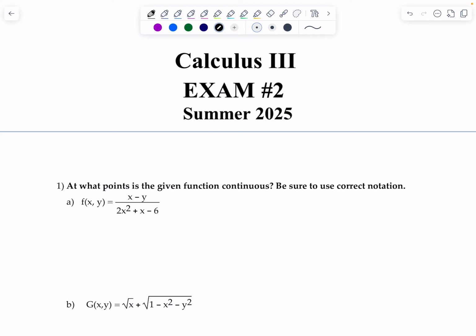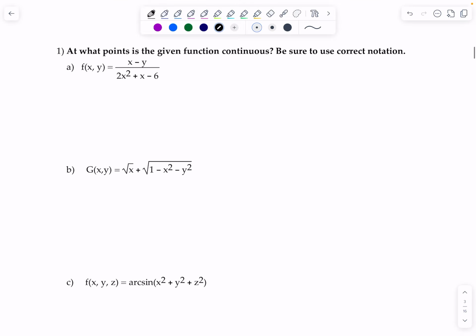If I were you, I would definitely check out all the video lectures covering the topics in this unit that are linked in the description before watching this video, because I'm going to basically be working through the examples and providing minimal explanations. Okay, so first problem asked us to identify at what points are the given functions continuous, and be sure to use correct notation.